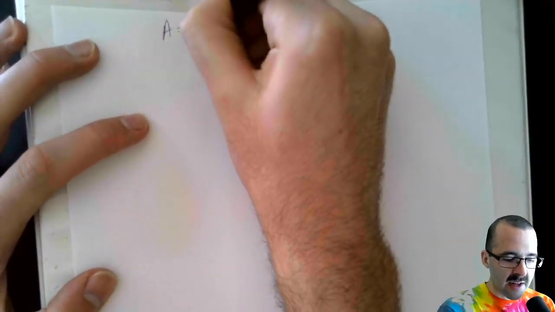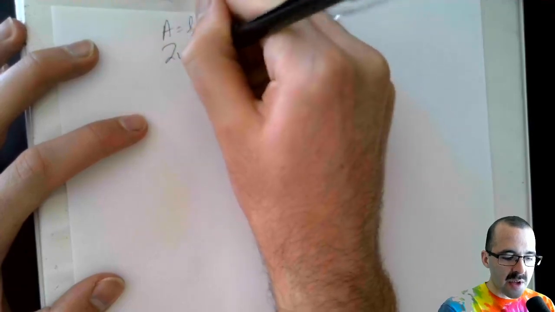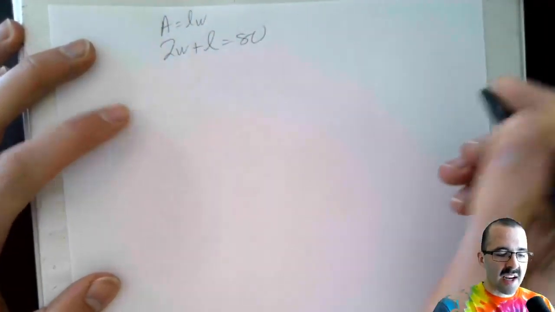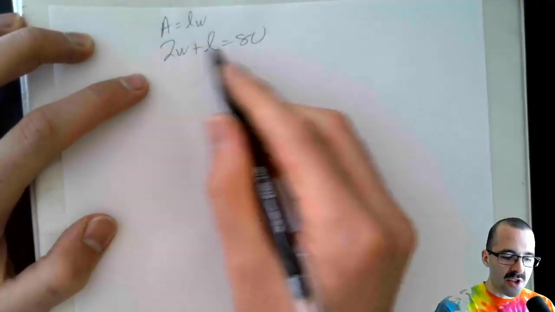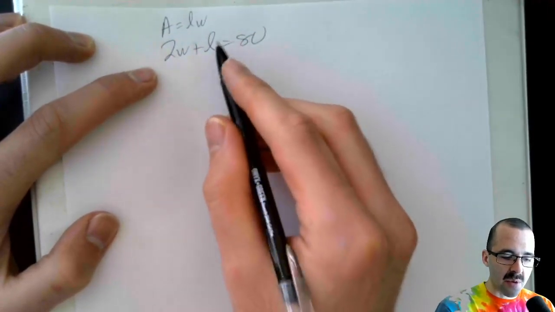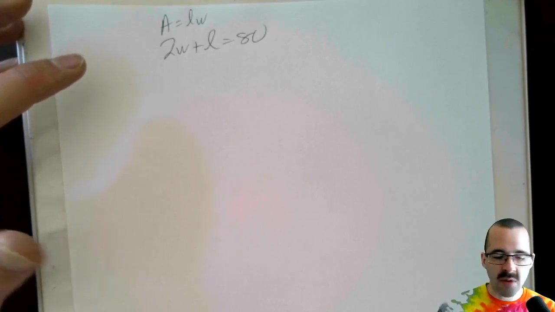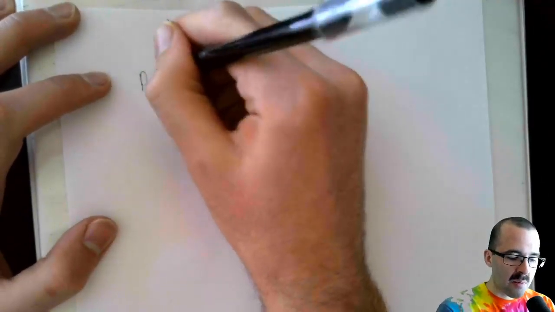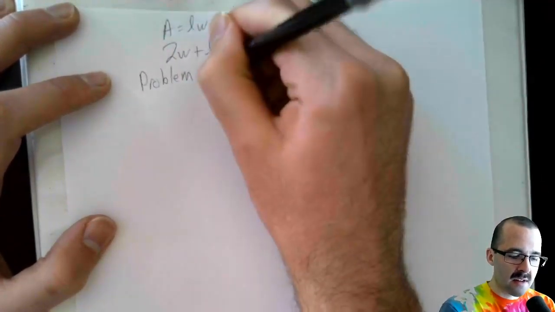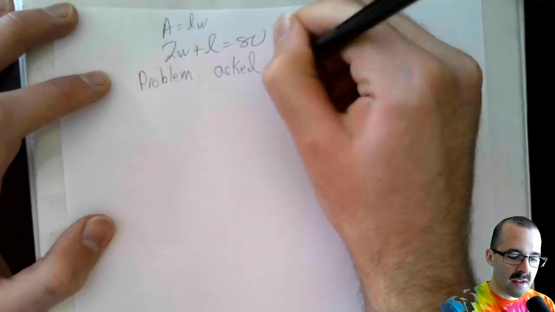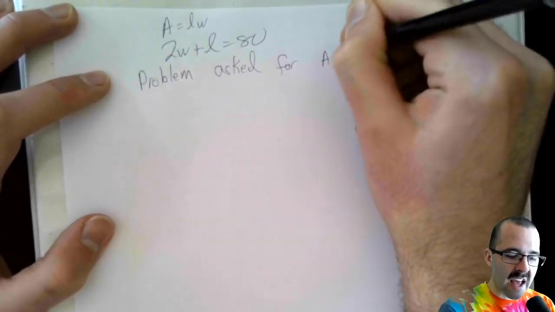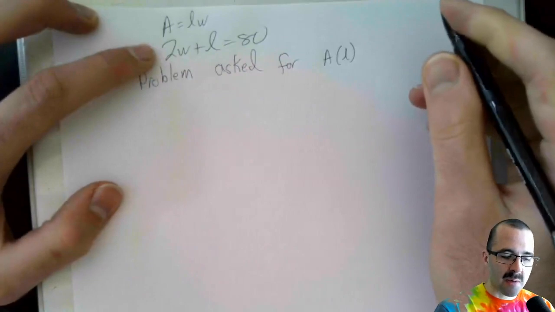All right, so, we have area is equal to length times width, and the other thing we got was 2W plus L was 80. So you can choose one of these variables to solve for to get rid of it. And specifically, the problem wanted you to write it, right? Problem asked for A of L. So we want to get rid of W.